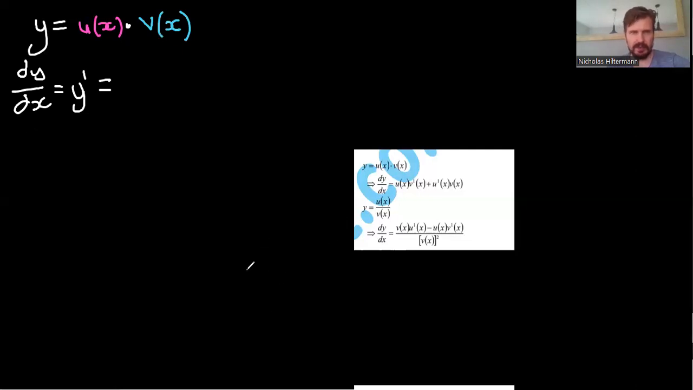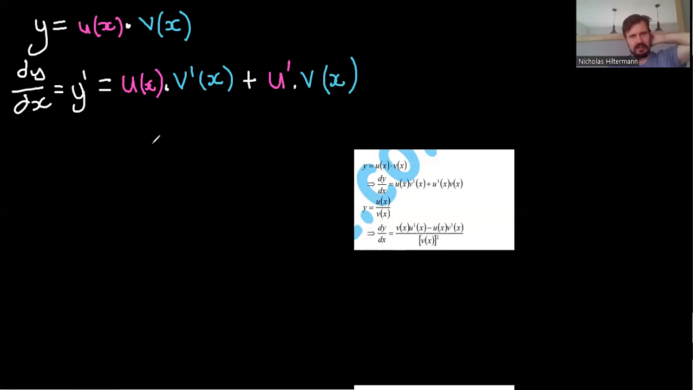And then they say it'll be u(x), so the pink thing, times the v dash x. So that means u(x) just written as what you had it as. And then find the derivative of the second thing you're multiplying by, which is v(x), plus then the second thing will be derive the first thing, u dash, times v(x). So the second function remains the same in the second part.